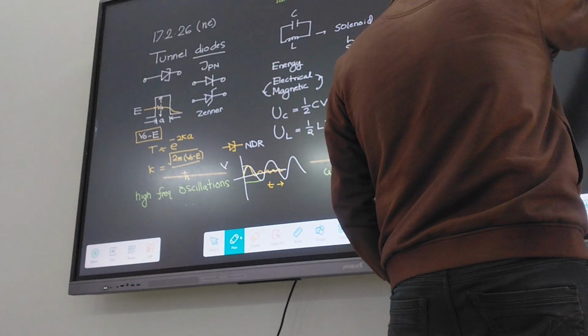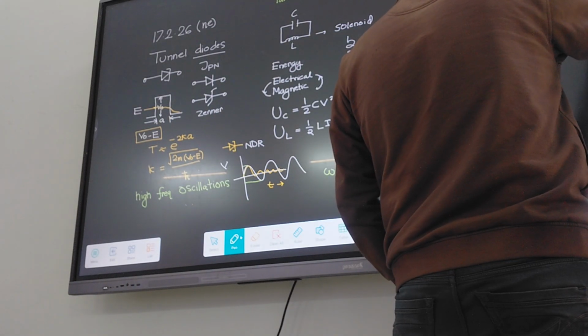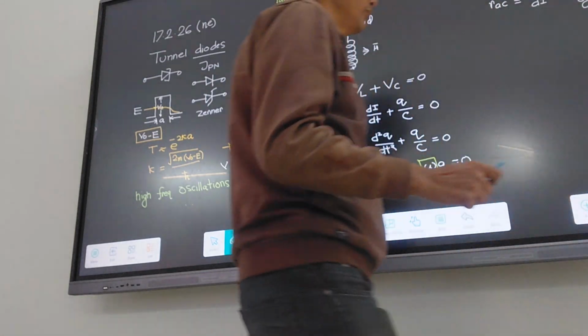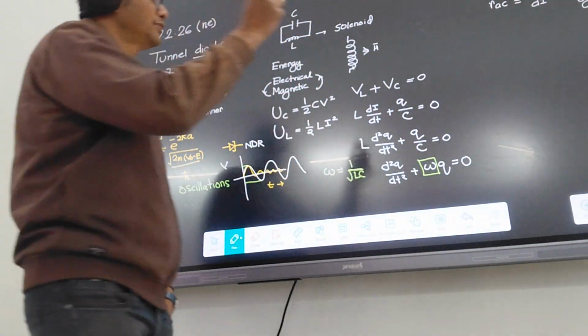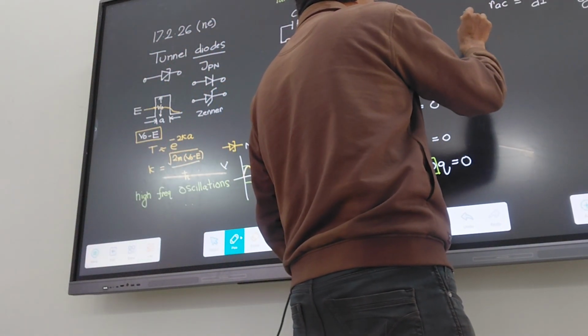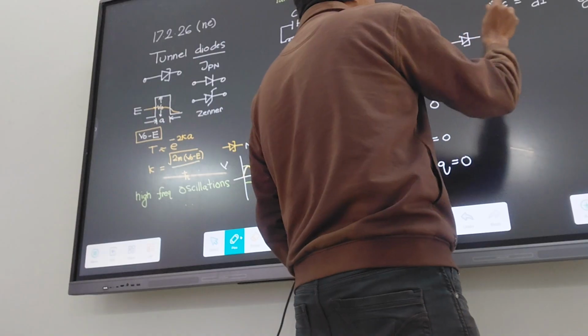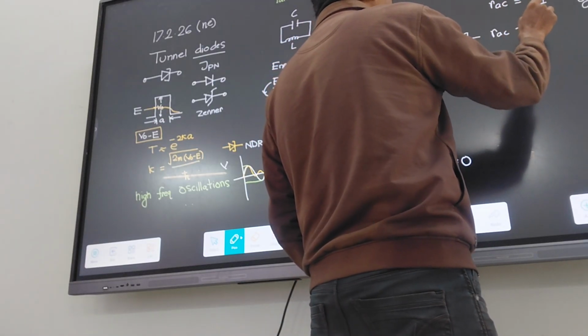Differential or dynamic. In the case of tunnel diodes, this is actually the NDR. This is negative. For tunnel diodes, RAC is negative.